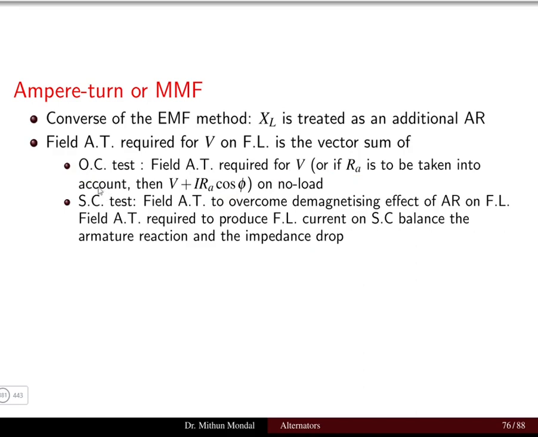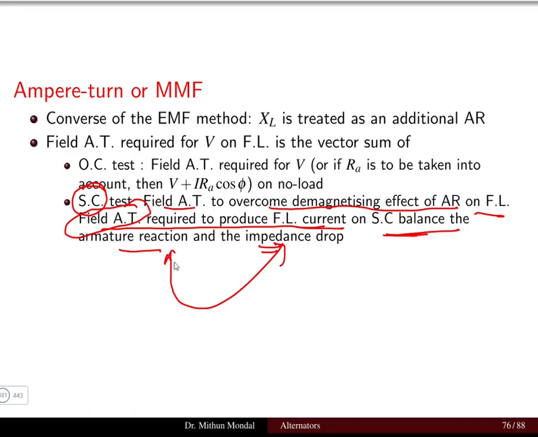And the other from the short circuit test, field Ampere-Turn to overcome the demagnetizing effect of armature reaction on the full load current. Field Ampere-Turn required to produce the full load current on short circuit will balance the armature reaction and the impedance drop. So the field Ampere-Turn, that is the MMF, will be required to produce the field current on the short circuit, and it will balance the effect of the armature reaction and the impedance drop. So two things it will balance.